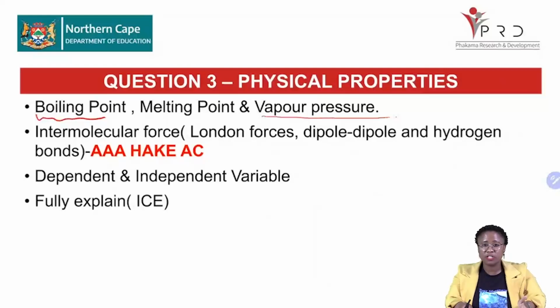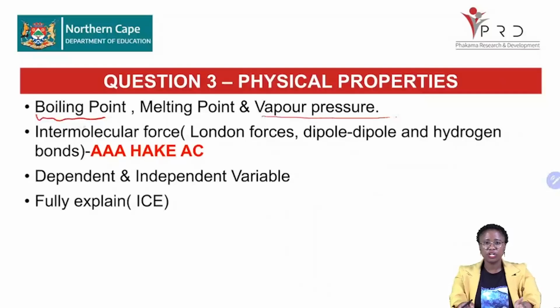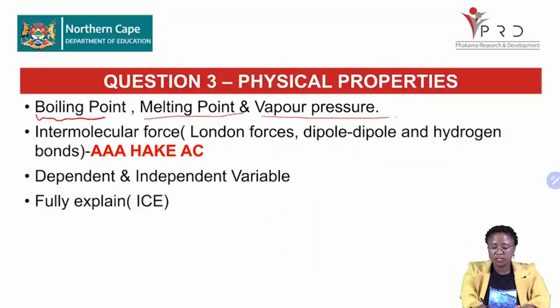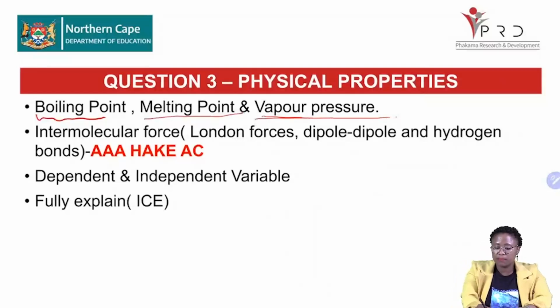Your definitions are extremely important and they must be according to the exam guideline. Which exam guideline are we using? The 2021 examination guideline. Very important. So how do we define boiling point? It is the temperature at which the vapor pressure of a substance is equal to the atmospheric pressure. And then how do we define melting point? This is the temperature at which the solid and the liquid of a particular substance are at equilibrium. Very important to remember that definition.